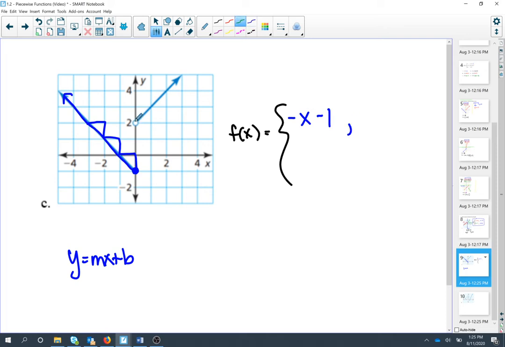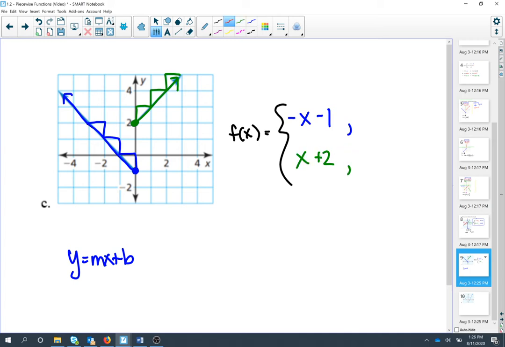Second one, the y-intercept is up here at 2, so we know we're going to have a positive 2. Slope: up 1 over 1, up 1 over 1, this time going in the positive direction, so positive x plus 2.